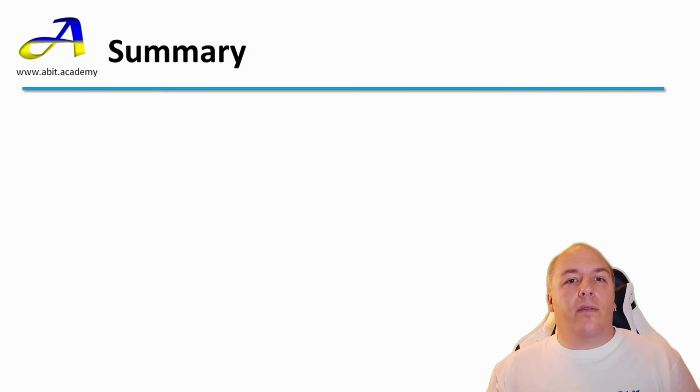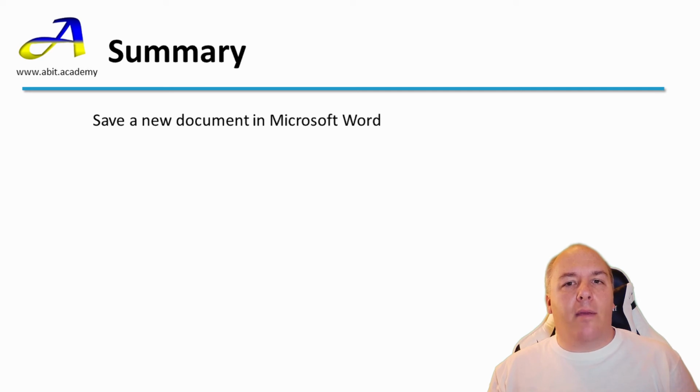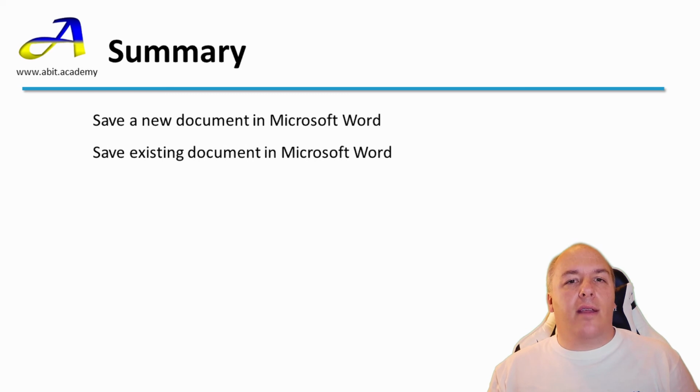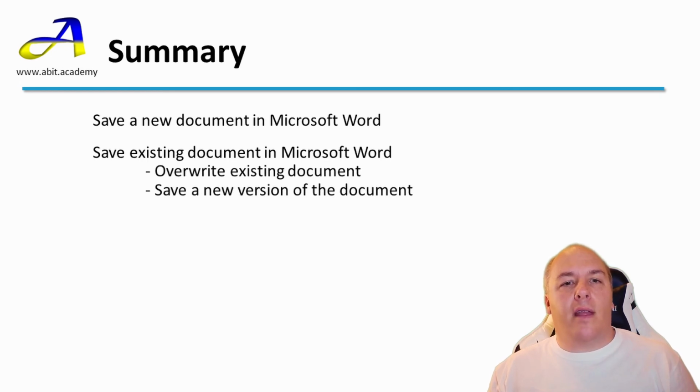In this lesson, we have looked at saving a document. This was initially saving a new document, so we needed to give the document a name and tell the system where to save it. We then looked at saving an existing document, either by just clicking the Save icon in the top left, which will overwrite the previous version, or using the Save As option, which allows us to keep old versions of the document.